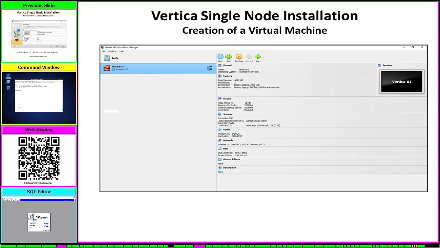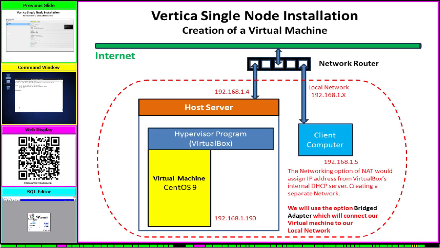VirtualBox provides a number of options for how the virtual machine connects to a network. The default option is to use NAT. That would have VirtualBox assign IP addresses from its internal DHCP server. This would make it difficult for us to connect to Vertica running on the virtual machine from our local network. We will use the option Bridge Adapter. This will connect our virtual machine to our local area network.